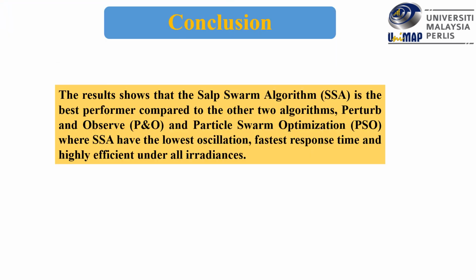Next, conclusion. We have compared three algorithms, traditional and soft computing. P&O is the traditional MPPT algorithm, while PSO and SSA are soft computing algorithms. Comparing all the simulations given by the three algorithms under various irradiances, we can see that the results of SSA are the best. SSA is the best performer compared to the other two algorithms, P&O and PSO, because SSA has the lowest oscillation, fastest response time and is highly efficient under all irradiances.